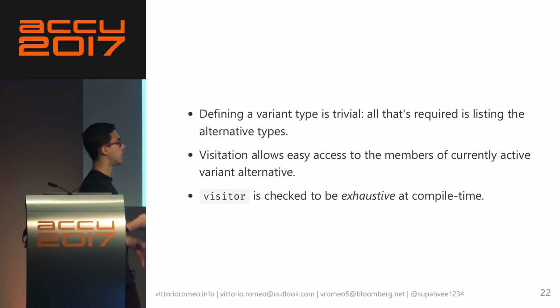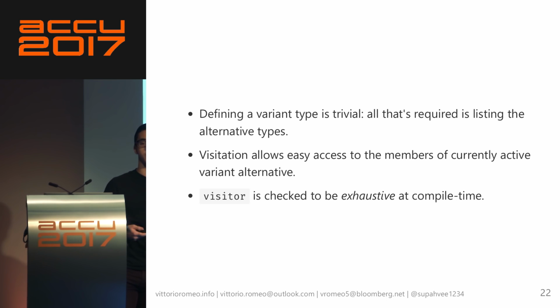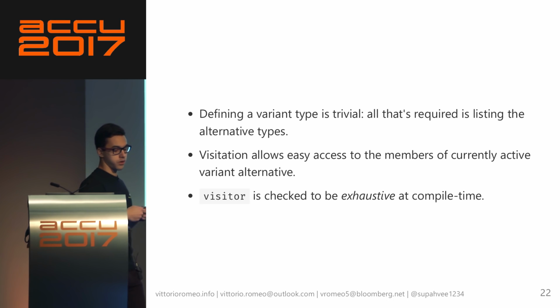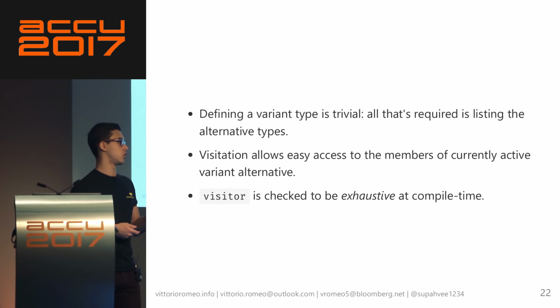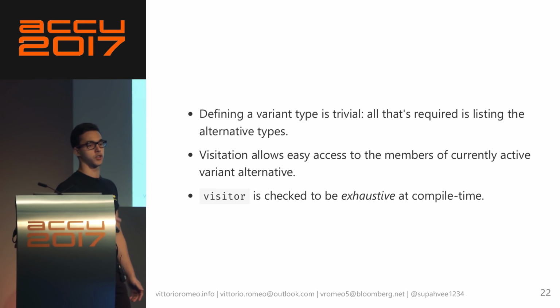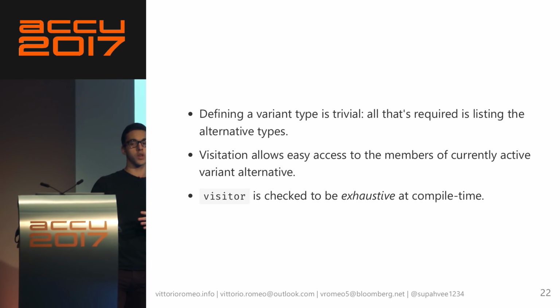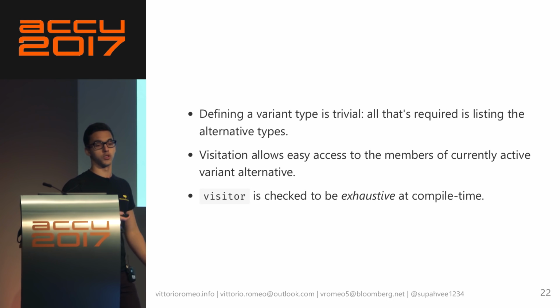All you need to do is basically list all the possible alternative types in the template parameter list. And visitation, like through std::visit or boost::apply_visitor, allows you easy access to the state you're interested in. So we don't have to go through the union or have additional boilerplate. And the visitor is checked to be exhaustive at compile time. So if you add a new type to your variant, or remove a type from your variant, the compiler is definitely gonna inform you about that, which is really nice.